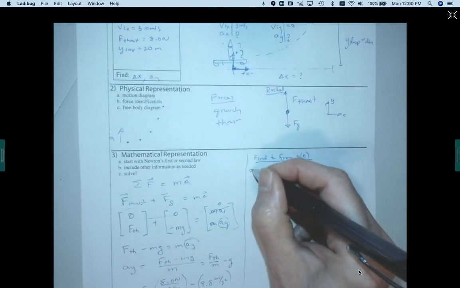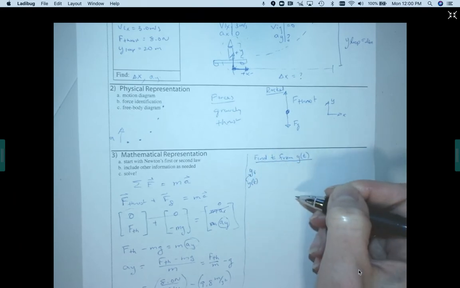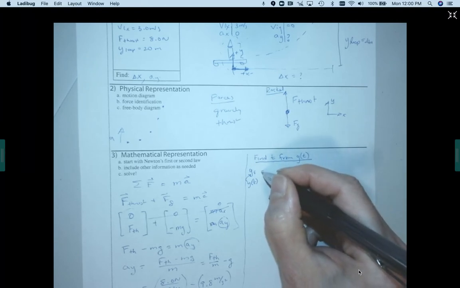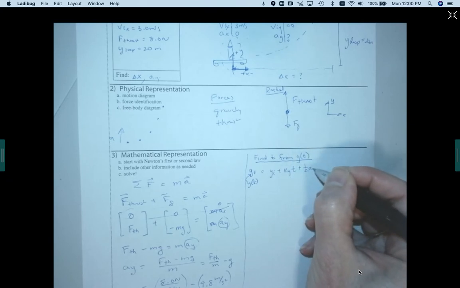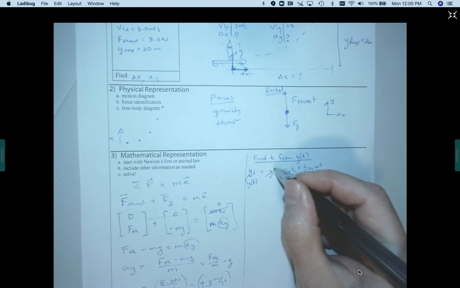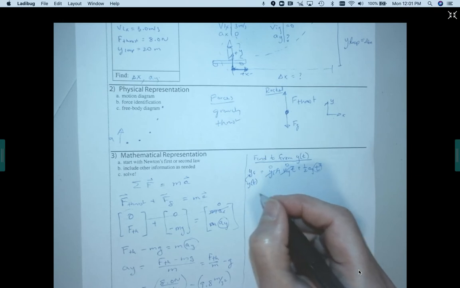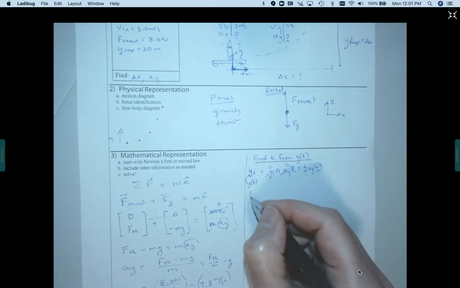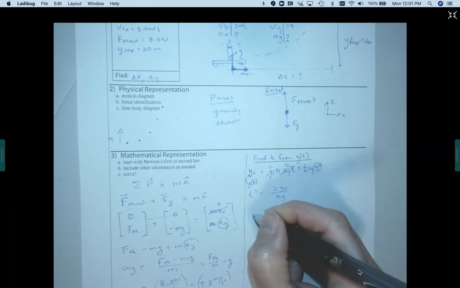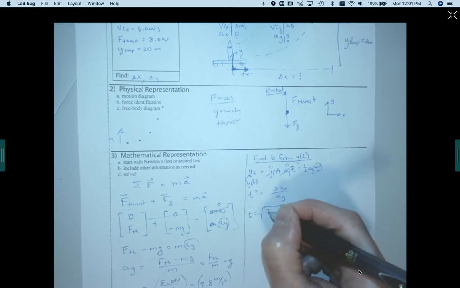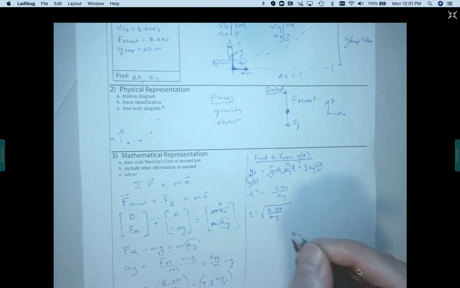That is y final. Other books will write this as y as a function of time. At any particular time, it tells you what that y value is. So it's y initial plus v y initial t plus 1/2 ay t squared. y initial is 0, v y initial is 0. We want to solve for t. So I'll multiply both sides by 2. I get t squared is 2y final divided by ay, and t is the square root of 2y final divided by ay.